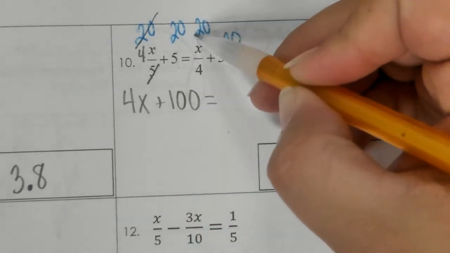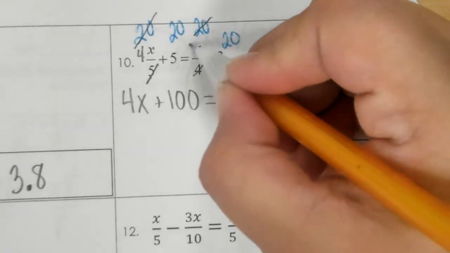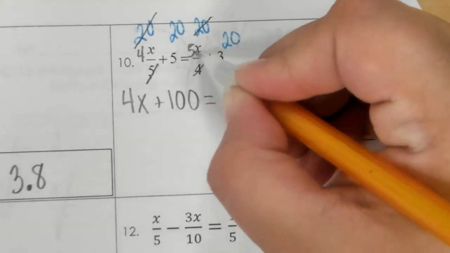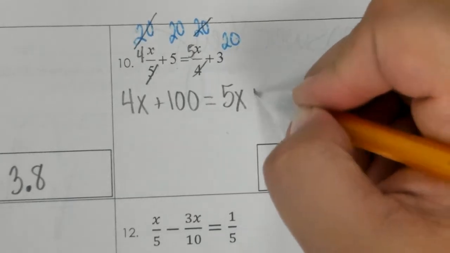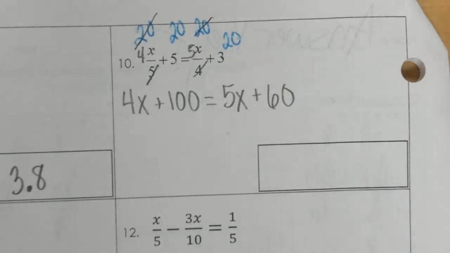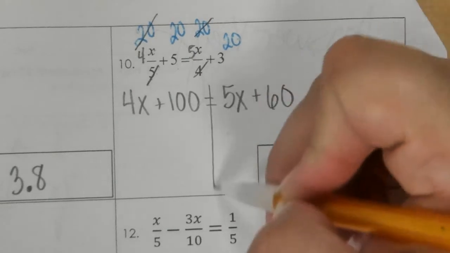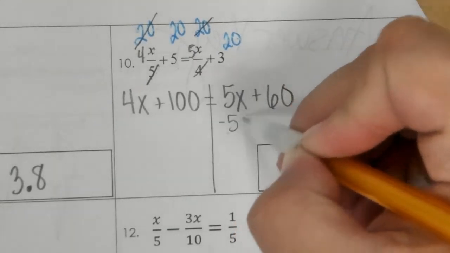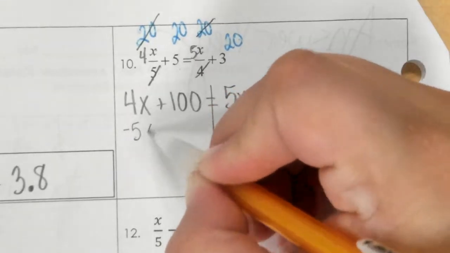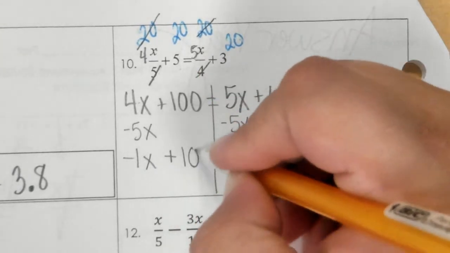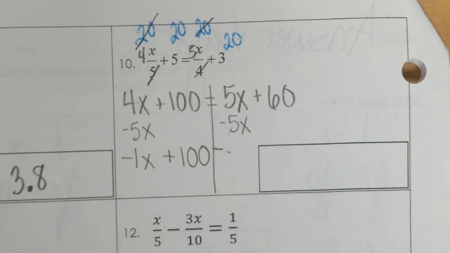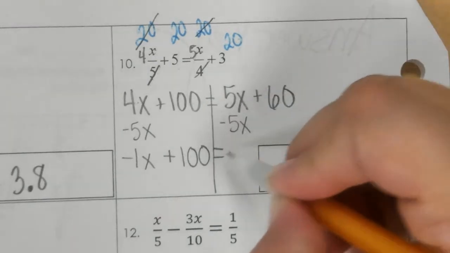And then here we divide, so 20 divided by 4 is 5, and that's 5 times x is 5x. And 20 times 3 is 60. So here I'm going to subtract the 5x from both sides. And this gives me negative 1x plus 100 equals 60.